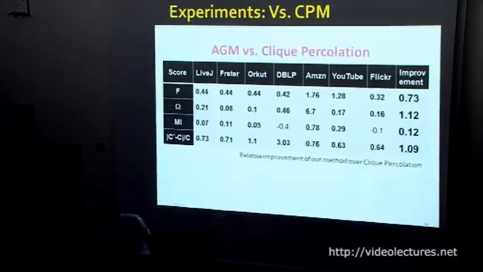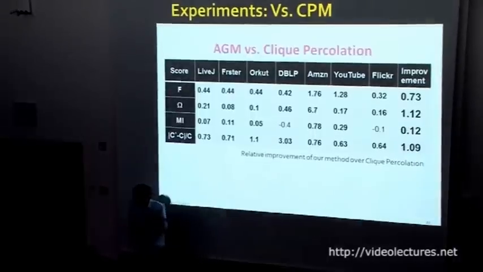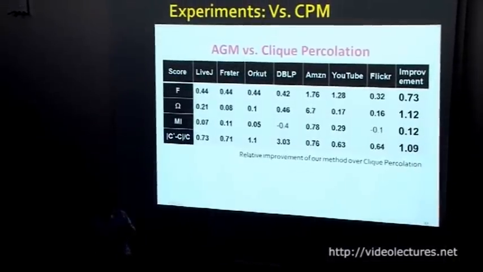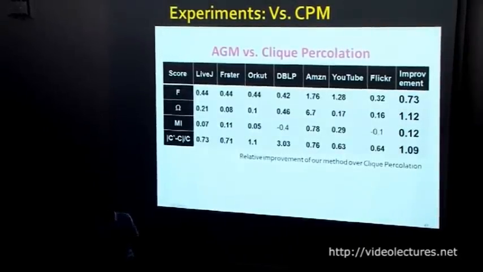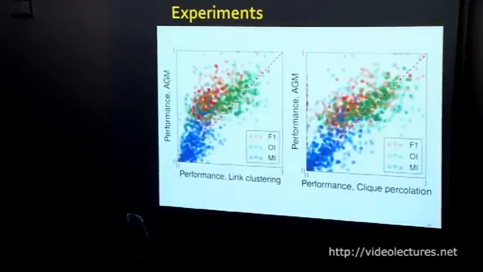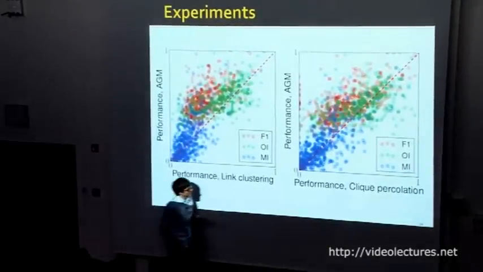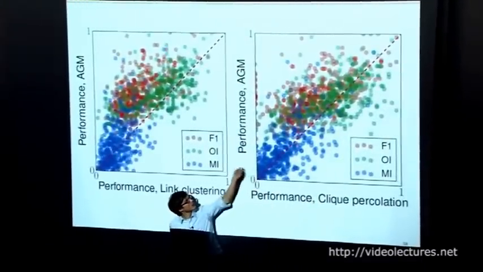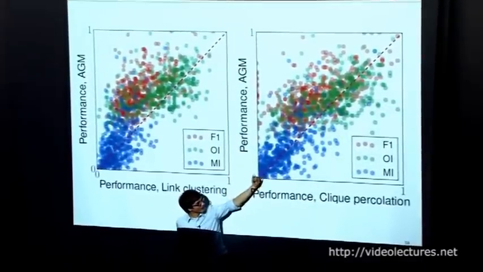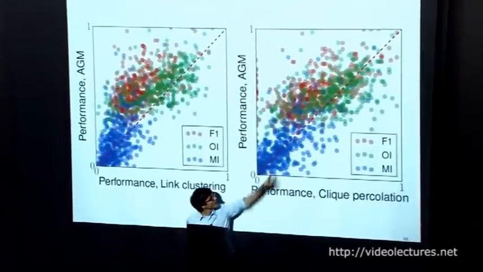So this is for link clustering, and this is results for the clique percolation. And again, we detect communities that correspond to the real ones much better than the clique percolation method. The other thing I wanted to show is another way you can look at this: here is the performance of, let's say, clique percolation versus the performance of our method for the three different performance metrics.